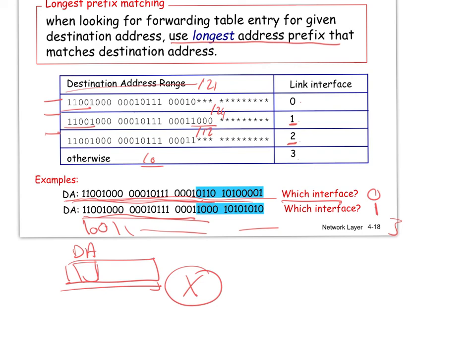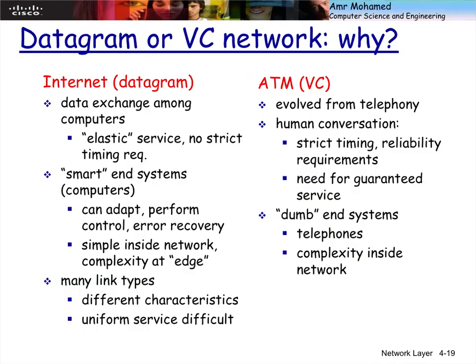But slash 0 also means that if there is any other match, that match will be longer than this one. So this one matches only if there is no other match. Right? But if you have only one single match other than this, then you have to go with that, because it will have a longer match. Okay? So that's basically it.